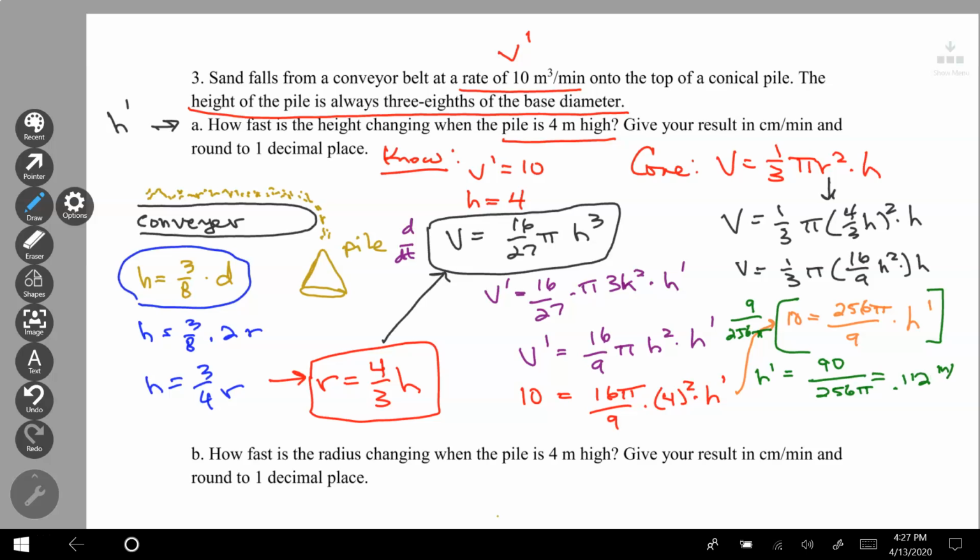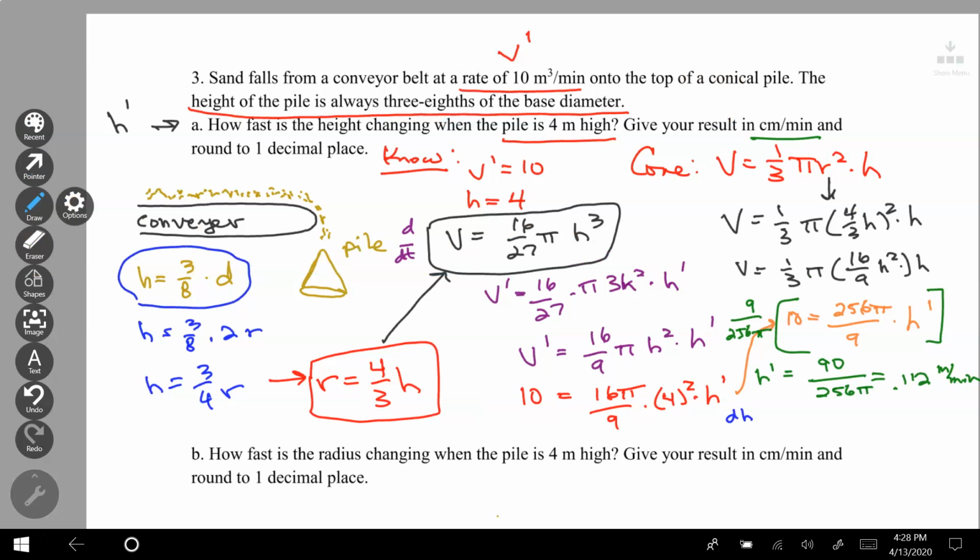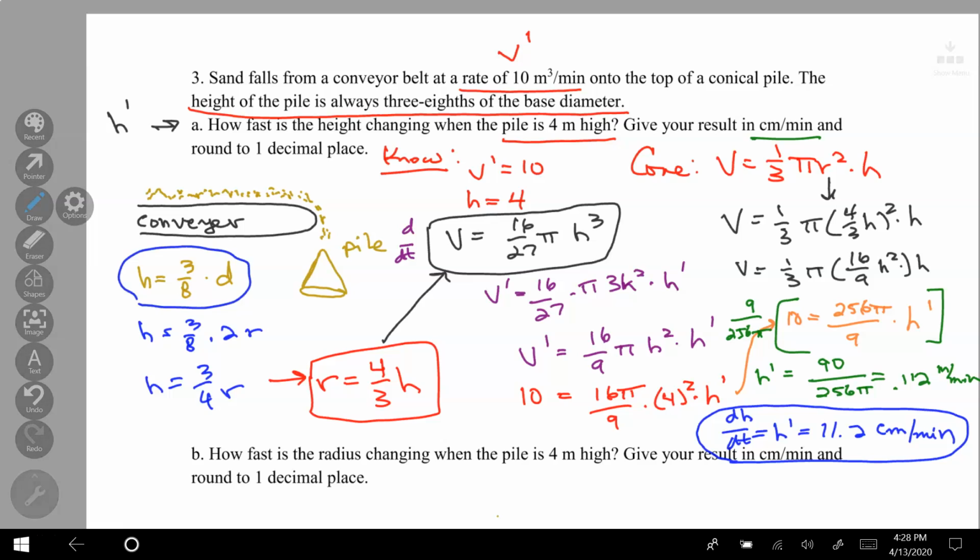0.112 meters per minute, but I want my result in centimeters per minute. So when I'm done, dh over dt is equal to h prime is equal to 11.2 centimeters per minute. Sorry, I kind of ran out of room here, but I have the notes online if you want to follow those. As you can see, I have to get rid of r or h when I do a cone problem. I do not want to deal with two variables. And I'm going to go to the second part below.